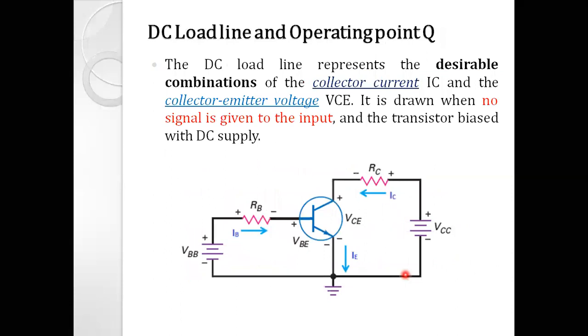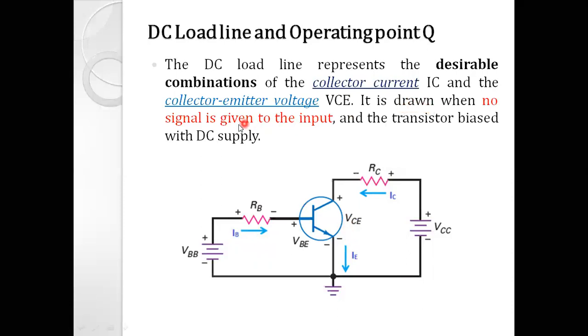So let us discuss the DC load line and operating point Q. Q is the notation used to define the operating point. With reference to the common emitter configuration, I'm going to describe the DC load line and the operating point. The technical definition of the DC load line is, it represents the desirable combination of collector current IC and the collector emitter voltage VCE, right? What is the DC load line? It is nothing but a simple type of line, but it represents the desirable combination of the output current collector IC and the output voltage collector emitter voltage VCE. That is the DC load line.